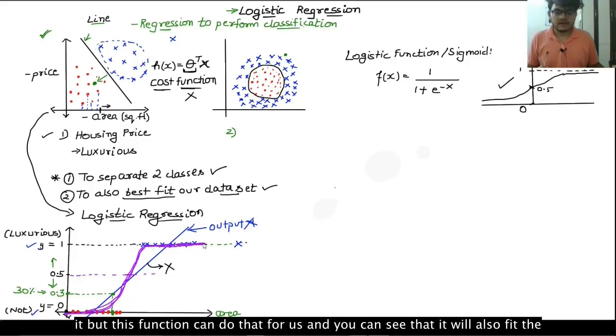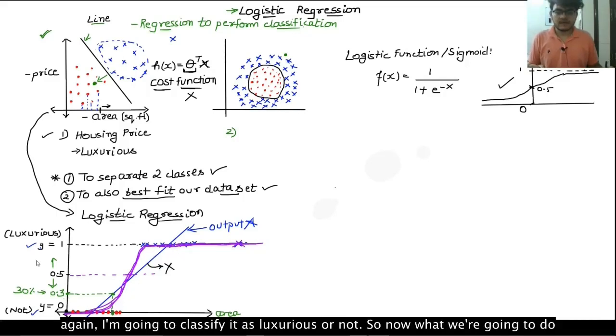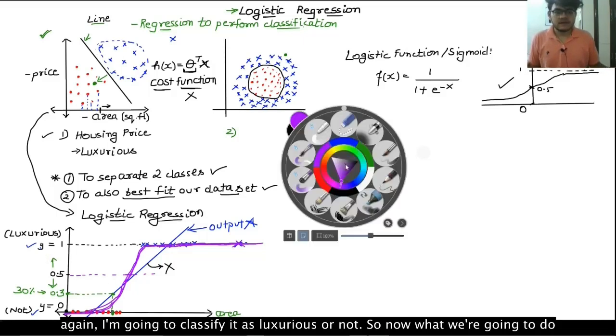And you can see that it will also fit the outlier. It will go till infinity, so it will also cover this outlier. Now if I want to find the predicted value, I can project it on this curve and find the corresponding y value, and again I'm going to classify it as luxurious or not.